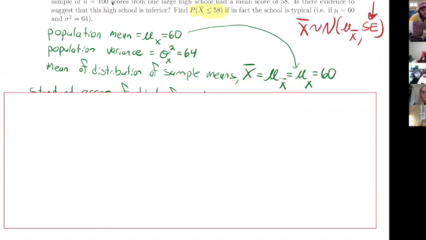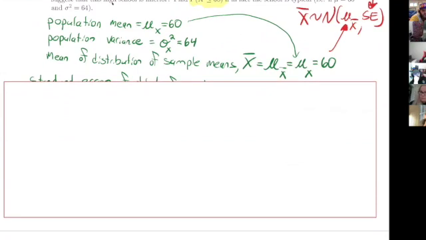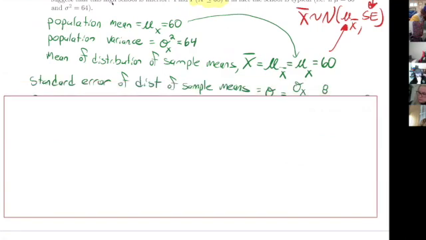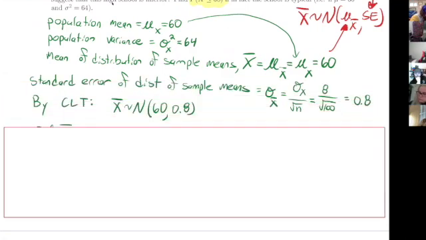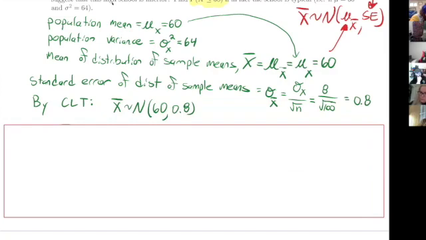Okay, so if we're then trying to describe x bar, we should expect the sample mean to be the same as the population mean. So we're going to put 60 in place over here. And then in order to find the standard error, what we need to do is first take the standard deviation of the population. So we take the square root of the 64. So that's where this 8 comes from.